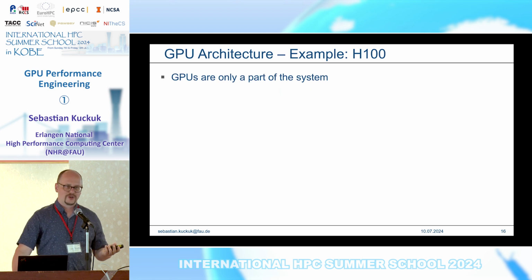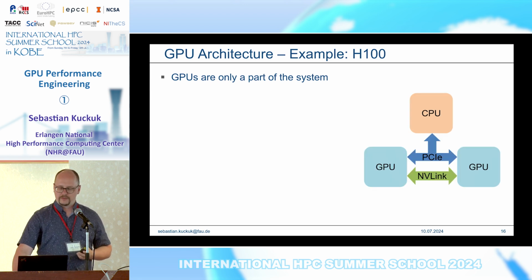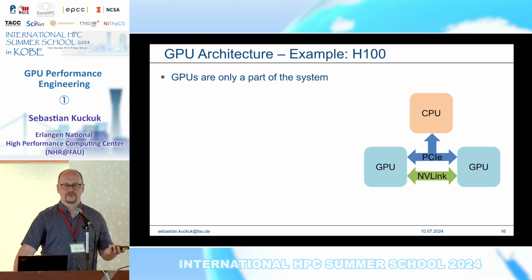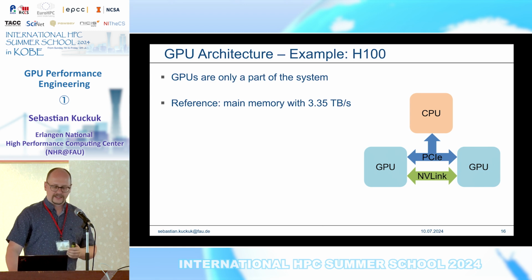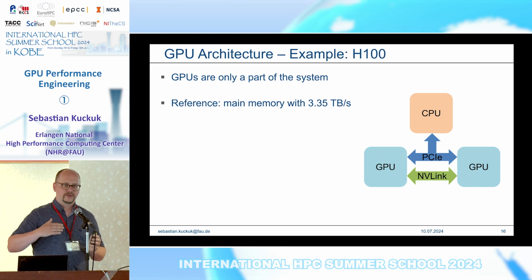All right, and of course, as you know, GPUs are only part of your system, so there are other things that might be limiting your performance. One of them is the connection to other GPUs, and the other one is the connection to the host itself. You've also learned about this in the OpenMP session yesterday, at least the CPU part. And the reference here is the main memory bandwidth. So remember, this is the speed with which we can get data from the main memory to our execution units.